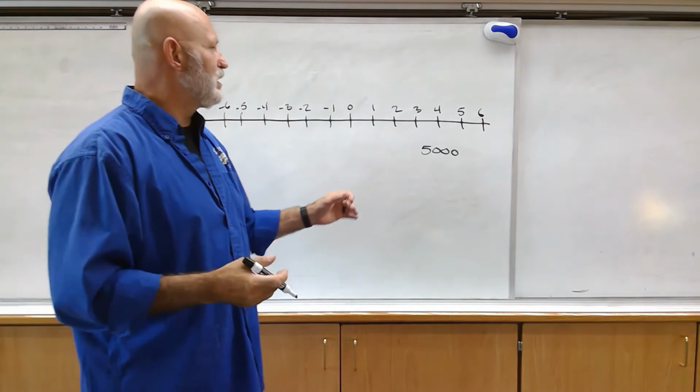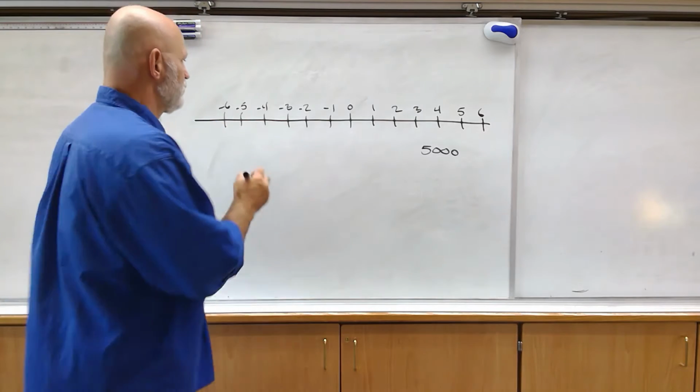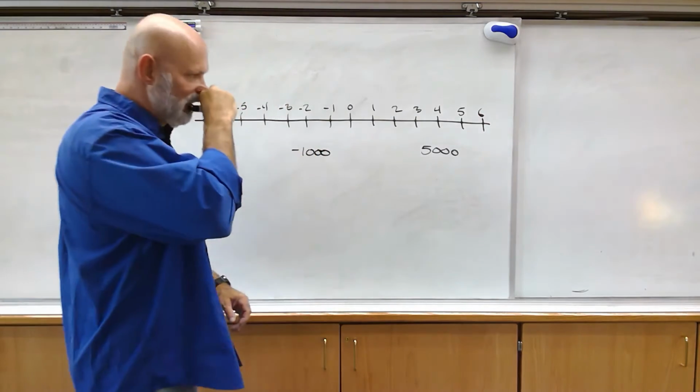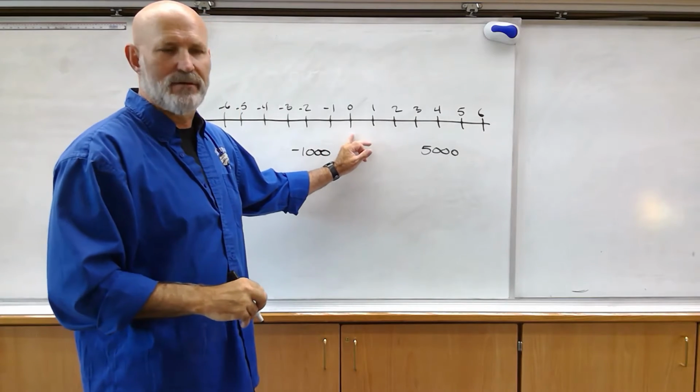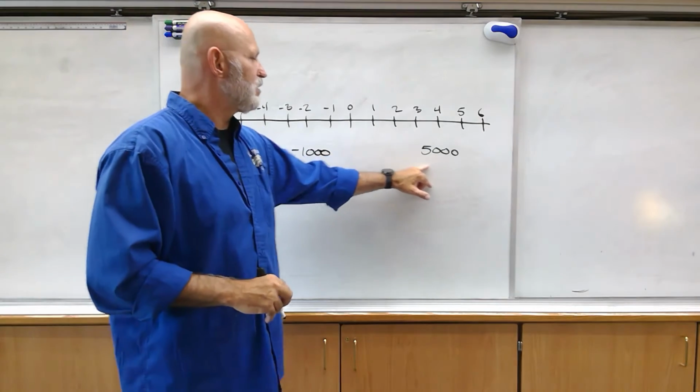Now let's say there is a fish that is 1,000 feet below sea level. So we've got 1,000 feet over here below sea level, and 0 represents sea level. So how far is it from me to that fish?